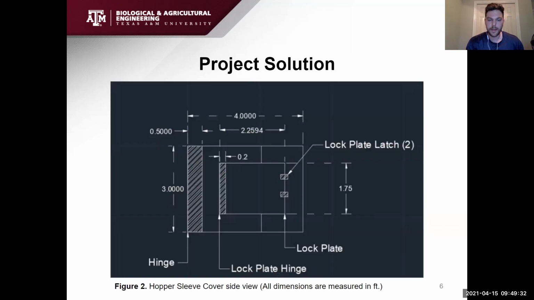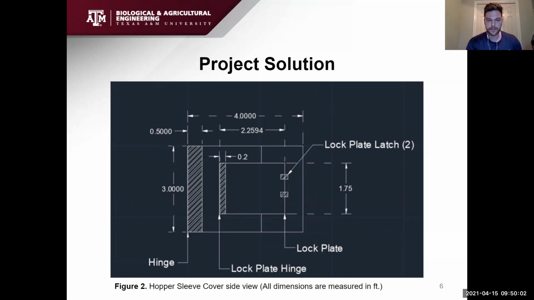A side view of the hopper sleeve can be seen here in figure 2. All the dimensions seen in this schematic are measured in feet. The hopper sleeve itself has a length of 4 feet, a width of 3 feet, and a height of 3 feet in order to securely fit around the industry's average size truck unloading hopper. The hopper sleeve cover consists of the hopper sleeve itself, and a lock plate that latches across the hopper sleeve in order to securely open and close the equipment.